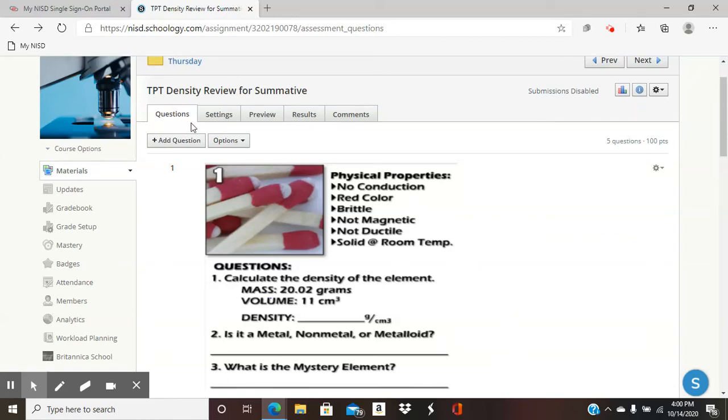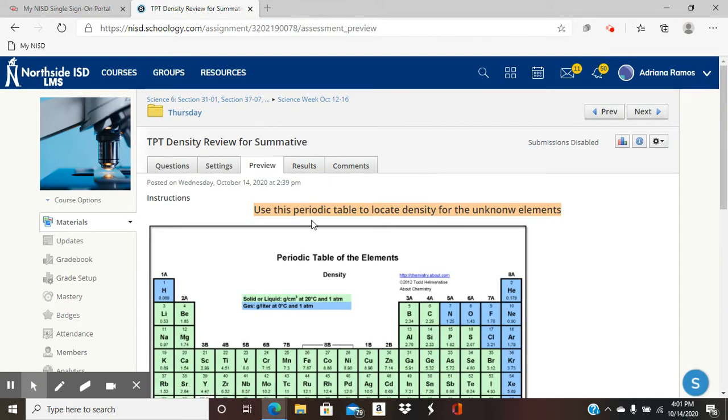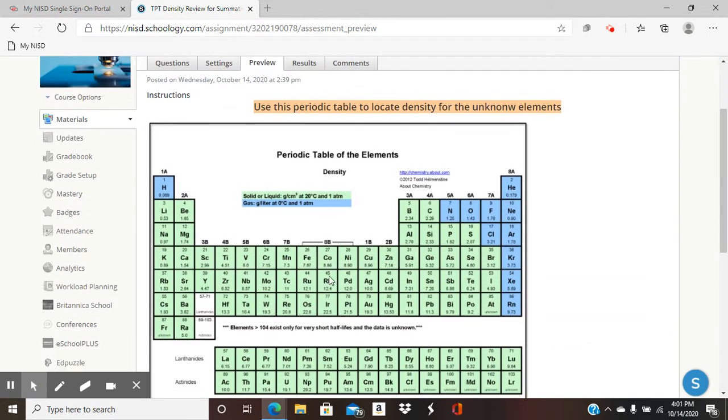Today you're going to be working on your density review for your summative for tomorrow. This is a review, and when you click on the first thing, you are going to see your periodic table, and you are going to locate the density of the unknown elements.